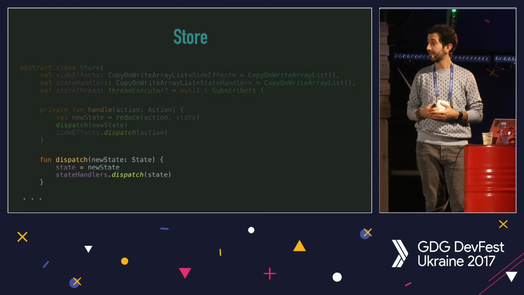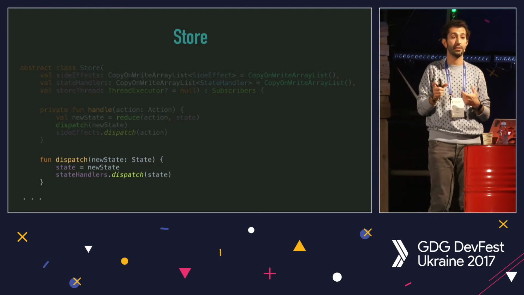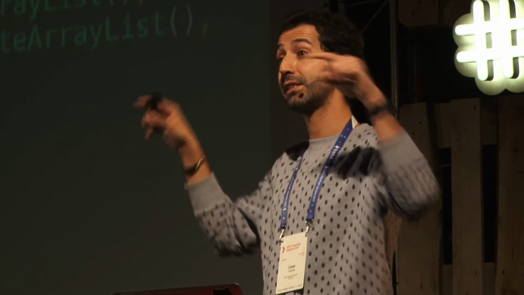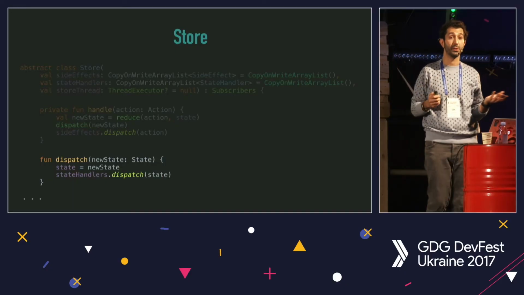The function that is used to dispatch new states is easy. We have the new state, so what we have to do is this new state is now going to be our current state, the first line. And then our state handlers are going to be invoked, like, hey, you have this state, so you should render yourself. But as I said before, the store doesn't know anything about state handlers or side effects. Side effects and state handlers are going to subscribe to the store, but the store doesn't know anything about them.